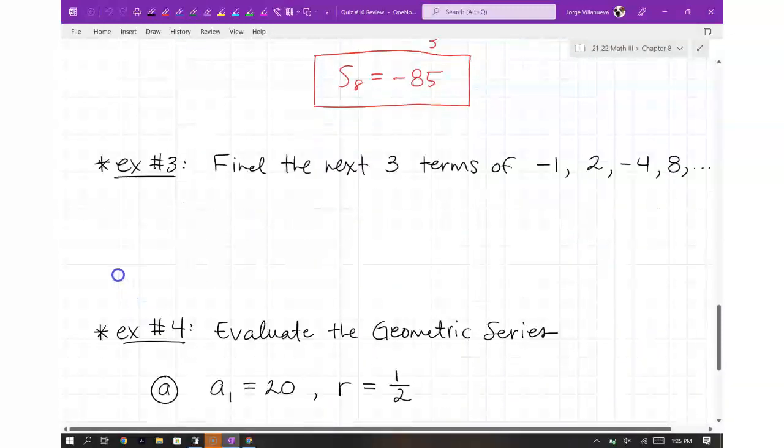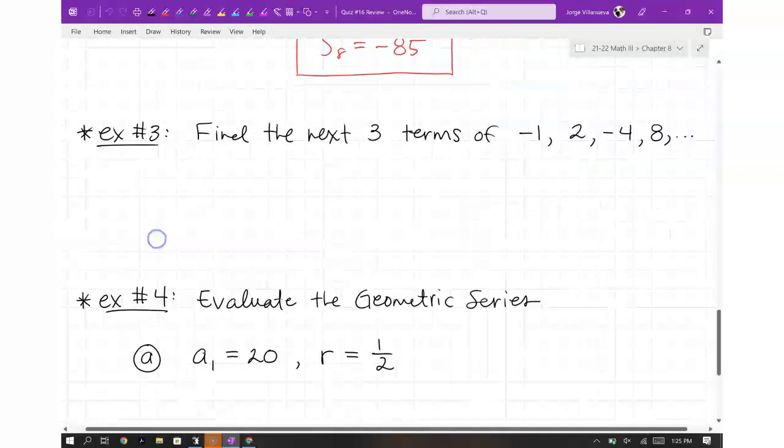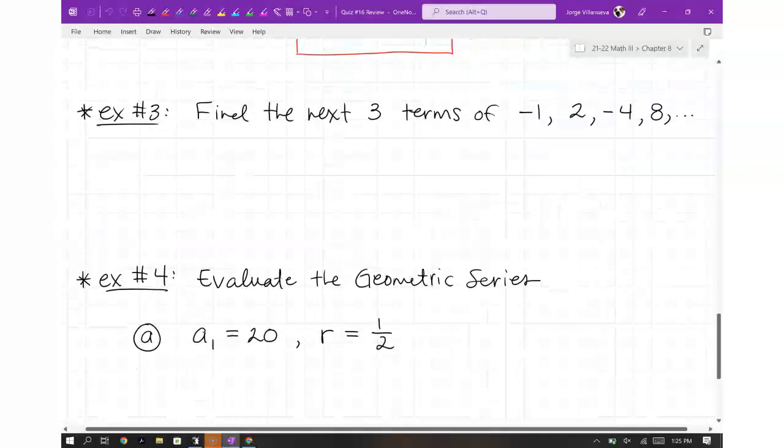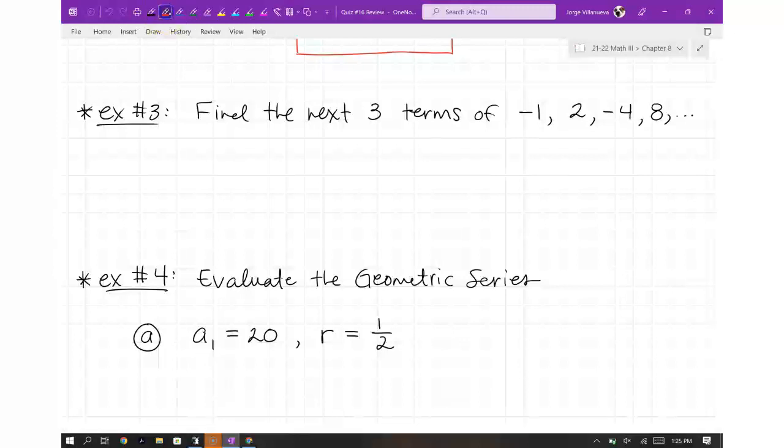Here's example 3. Now this one's supposed to be on the easier side, but it always depends on how you do it. But they say find the next 3 terms. And they give you -1, 2, -4, 8, and I just need to know the next 3.